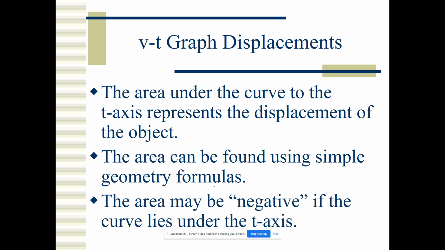The area under the curve in a velocity versus time graph represents the displacement. So you can still find displacement if you know a little bit about geometric formulas. If you can find the area under the curve, you can find how far the object was displaced. It could be negative if the curve lies under the t-axis. Let me show you what I mean by that.